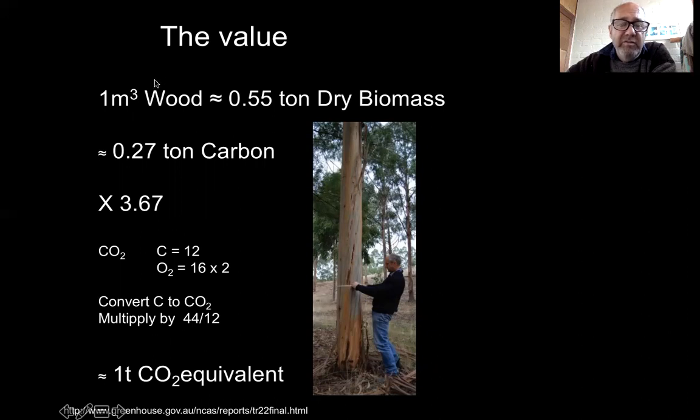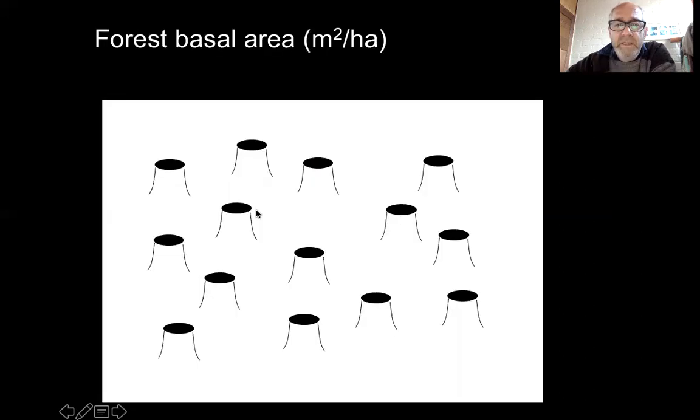If you have a denser wood like an ironbark or a tallow wood, you're going to get more than that. If you have a lighter one like pine, which when you dry it out might have 0.45 tonnes of dried biomass per cubic metre, you'll have slightly less. But roughly speaking, if you want to see what a tonne of carbon looks like, it's basically a tonne of CO2 equivalent. It's pretty much a tree of that size, a 40 centimetre tall tree.